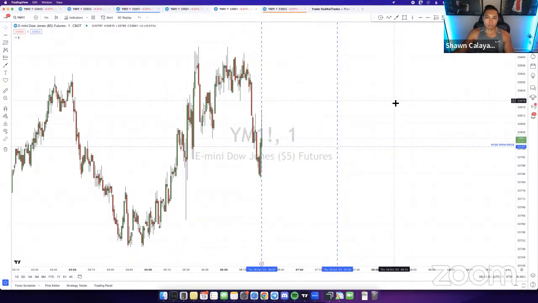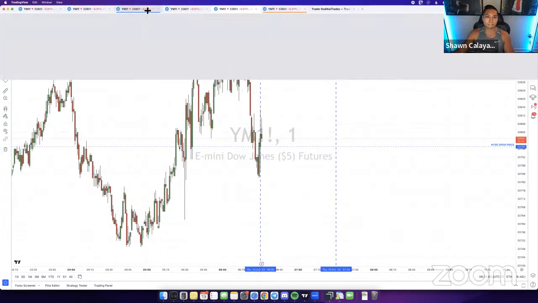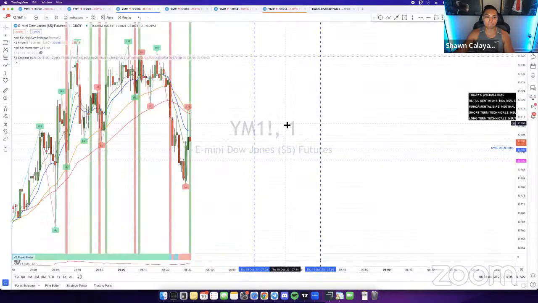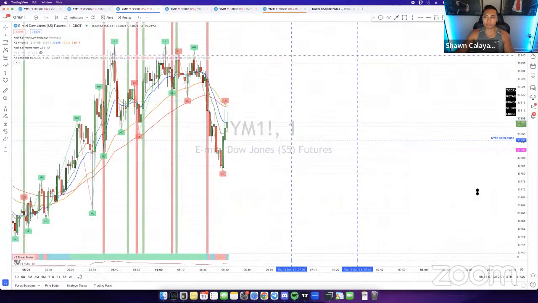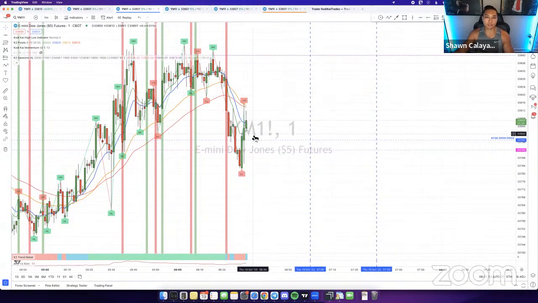All right, we'll just wait and see what happens here. I don't really have a perspective because there's no bias, and there's not really much of a trend right now either. We have a sell momentum that's currently active, and we have a pending buy signal here.